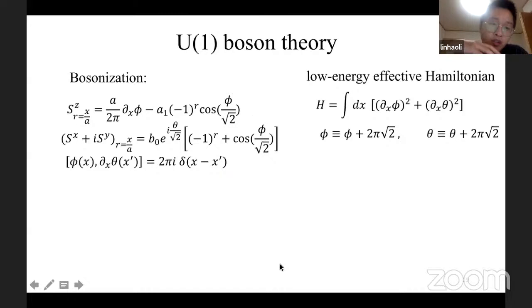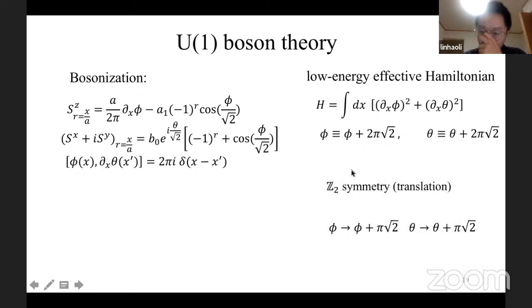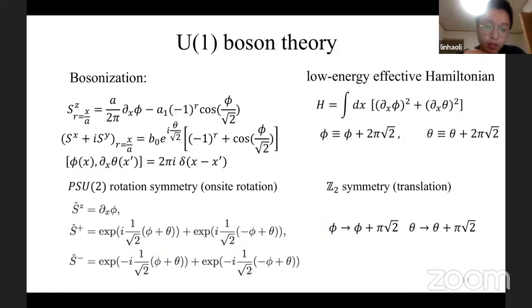As we know, the low energy degree of freedom of the Heisenberg chain can be formulated by the standard bosonization scheme with phi and theta variables. Physically, theta corresponds to the Néel order of the xy direction, and the cosine phi corresponds to the Néel order of z direction. And the low energy effective Hamiltonian is given by the free boson CFT at the SU(2) point whose radius is square root 2. And this boson theory has a Z2 symmetry, which shifts the boson by half of its radius, and it corresponds to the translation symmetry. Besides, there is another PSU(2) rotation symmetry, which corresponds to the on-site spin rotation, and its generators are given by the bosonization result of the spin operators.